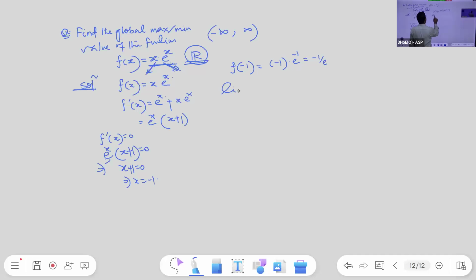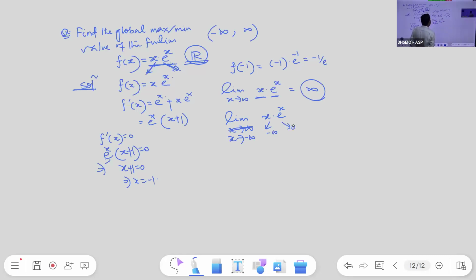Now the limit as x extends towards infinity of x into e power x: infinity into infinity is infinity, the highest value. Now the limit as x extends to minus infinity of x into e power x. When x approaches minus infinity, e power x approaches 0.